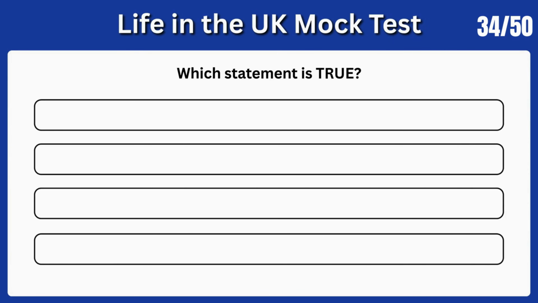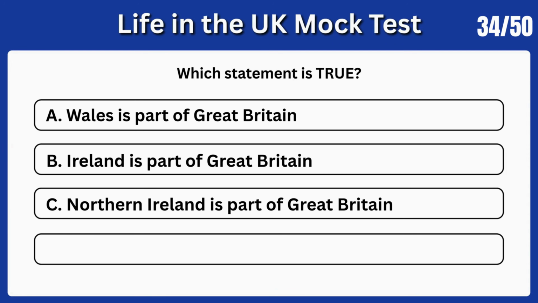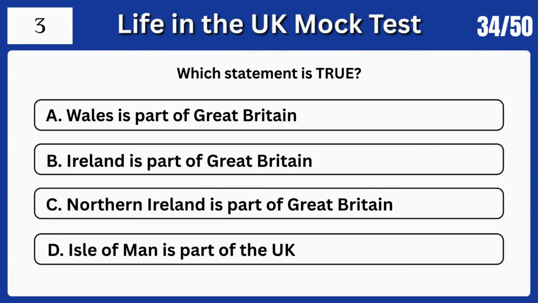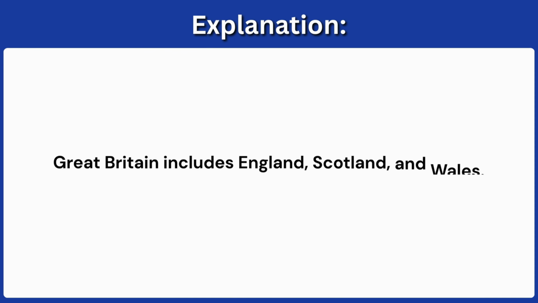Question 34. Which statement is true? A. Wales is part of Great Britain. B. Ireland is part of Great Britain. C. Northern Ireland is part of Great Britain. D. Isle of Man is part of the UK. The correct answer is A. Explanation. Great Britain includes England, Scotland, and Wales.